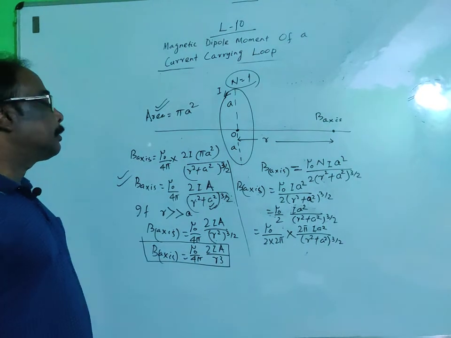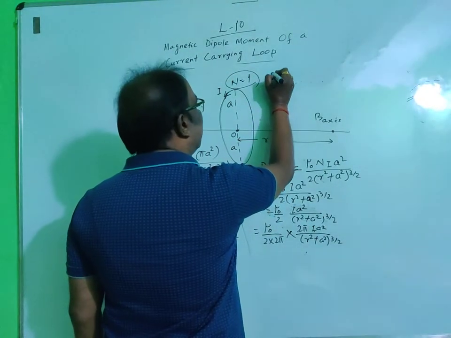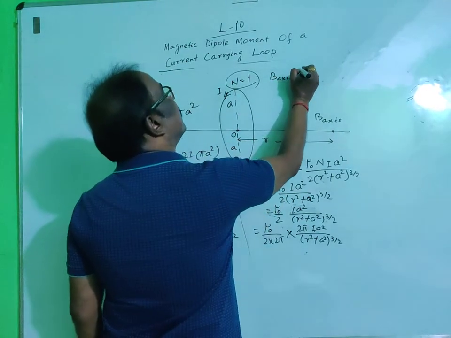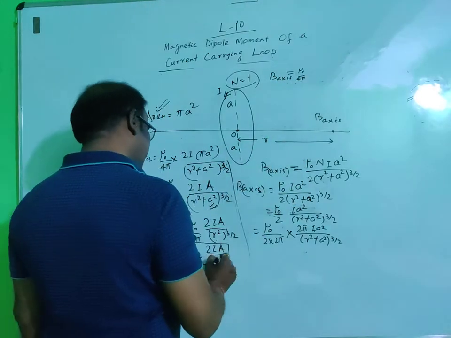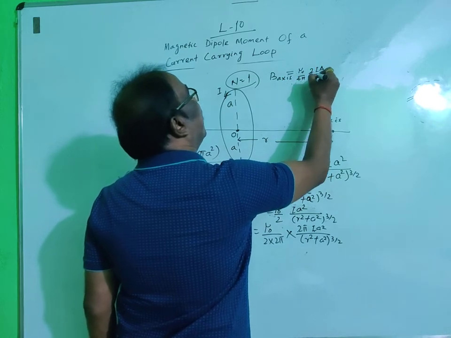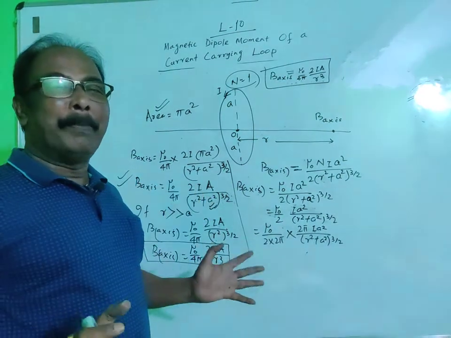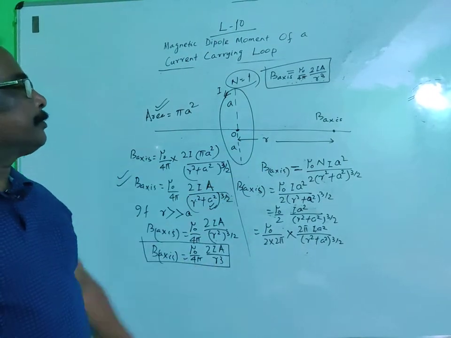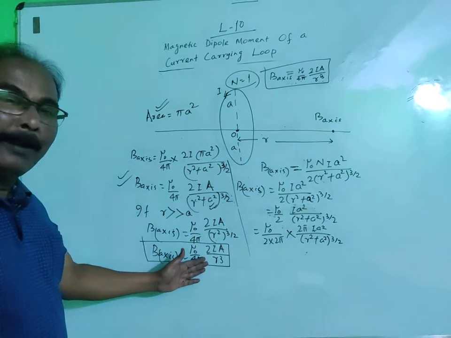If distance along the axis is much more as compared to radius of the circle, then the formula for magnetic field on the axis is given as mu naught by 4 pi into 2ia divided by r cube. Okay, this is our result. Then a simple comparison we will discuss now. Will I erase this part and this part? This is the final result.